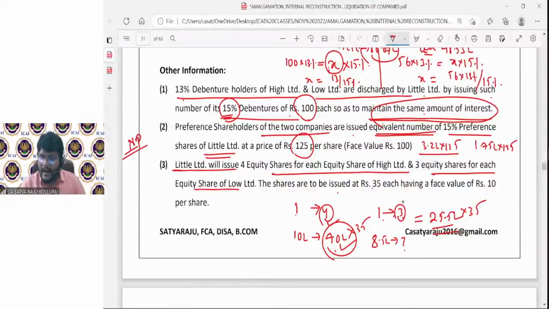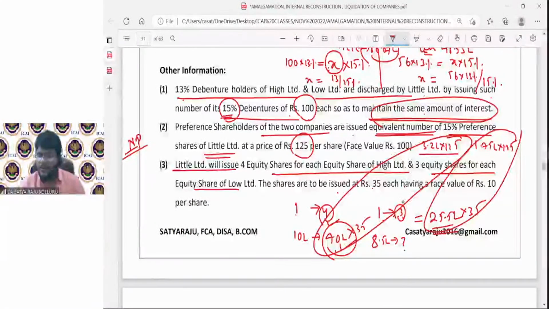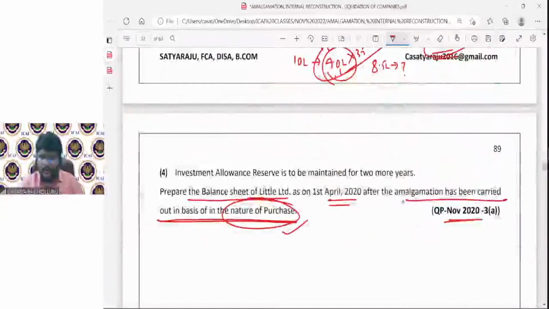If you add this component and this component, then you will get the PC payable to High Limited. If you add this component and this component, then you know the PC payable to Low Limited. If you add the total, you will know the total PC. Okay, fine. Next, come down.